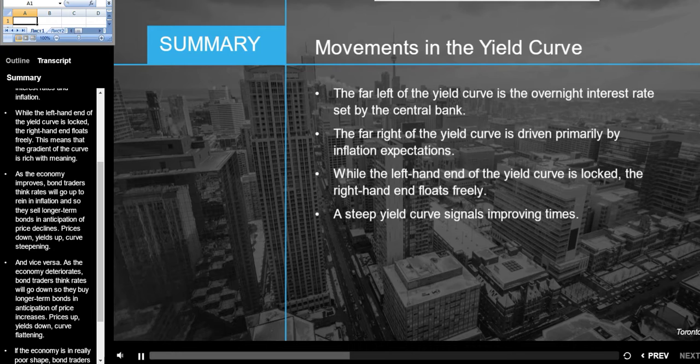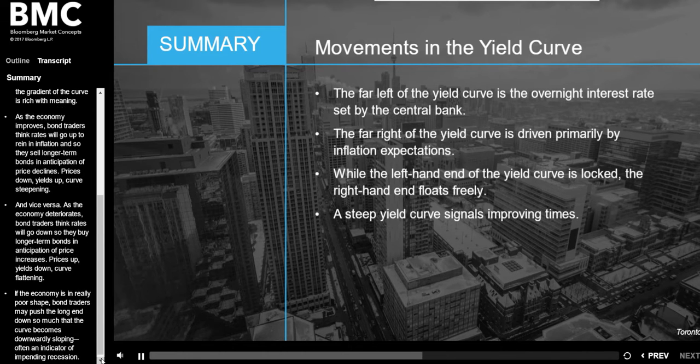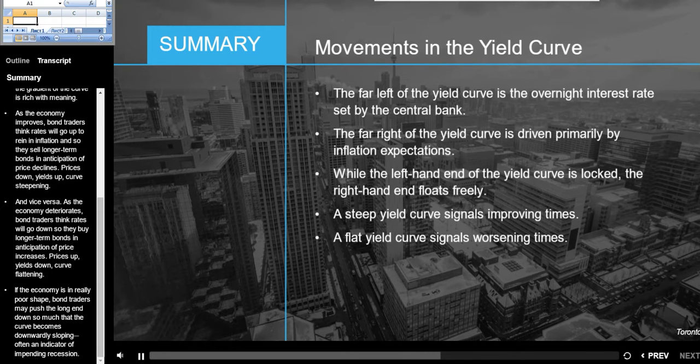As the economy improves, bond traders think rates will go up to rein in inflation, and so they sell longer-term bonds in anticipation of price declines. Prices down, yields up, curve steepening. And vice versa. As the economy deteriorates, bond traders think rates will go down, so they buy longer-term bonds in anticipation of price increases. Prices up, yields down, curve flattening. If the economy is in really poor shape, bond traders may push the long end down so much that the curve becomes downwardly sloping, often an indicator of impending recession.